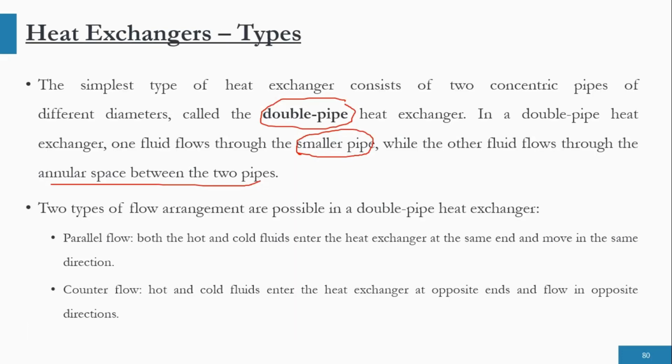Now coming back to the flow arrangements, there are two types commonly used in this system: parallel flow and counterflow. Parallel flow means that both hot and cold fluids flow in the same direction, while counterflow means that if this is the direction of the hot fluid, the cold fluid will flow oppositely. So in parallel flow, both hot and cold fluids enter the heat exchanger at the same end and move in the same direction, while in counterflow, they enter at opposite ends and flow in opposite directions. So this is the flow arrangement in the double pipe heat exchanger.